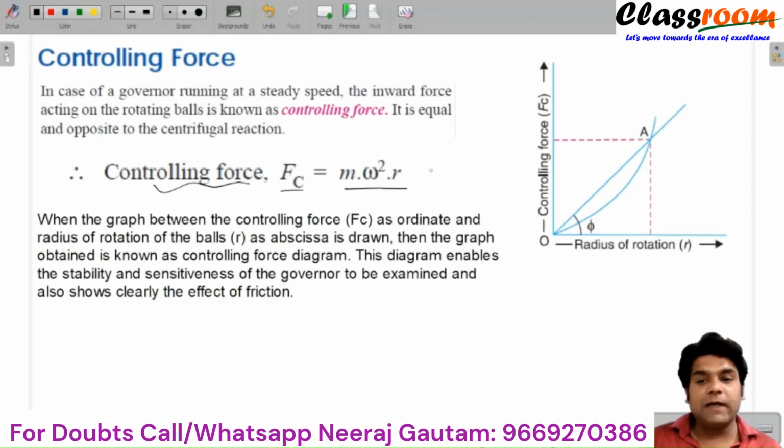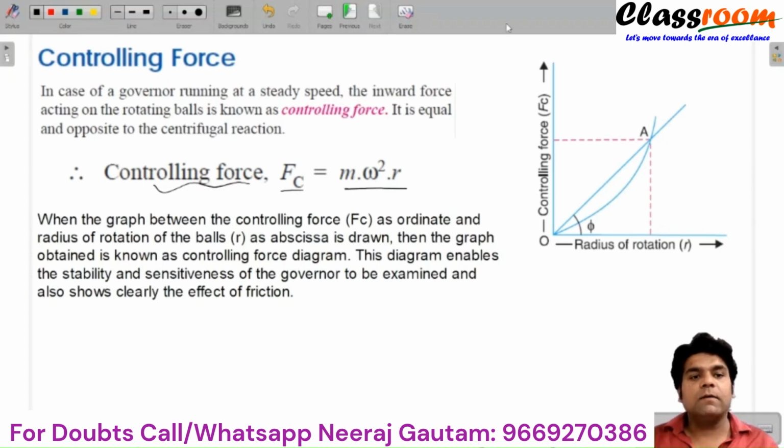The graph between controlling force and the radius of rotation of the balls is called the controlling force diagram. By using this controlling force diagram, we can say whether the governor is stable or not, sensitive or not. So the analysis of stability and sensitiveness of a governor is done by using controlling force diagrams.